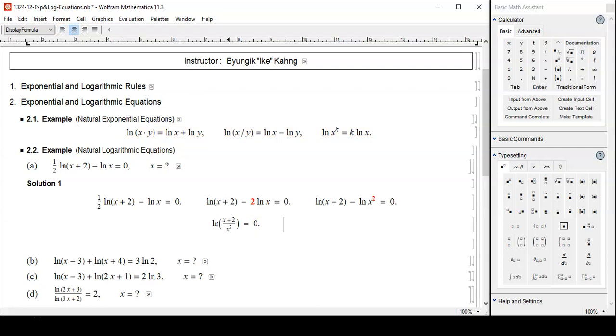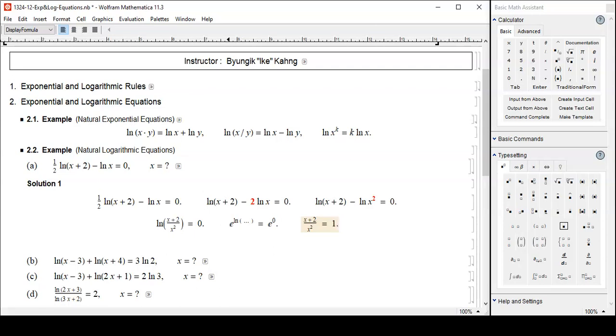We take the exponential of both the left-hand side and right-hand side. E to the log of that equals to e to the 0 power. Exponential and log, of course, cancel each other out. So what happens here? This just comes right back. So x plus 2 over x squared is equal to, what's e to the 0 power? It's 1. And we get this equation.